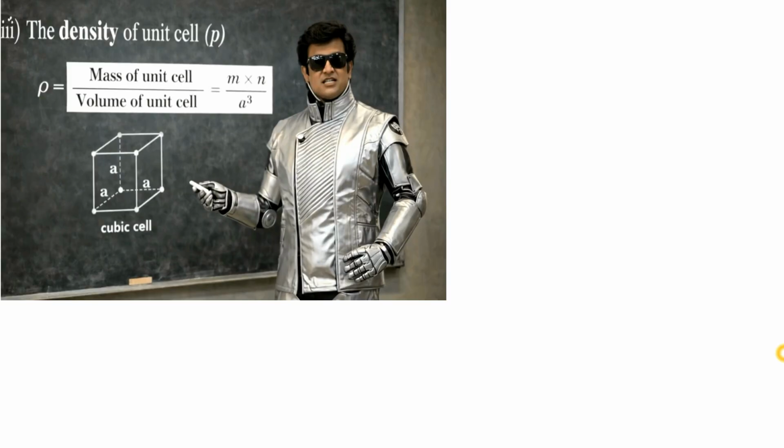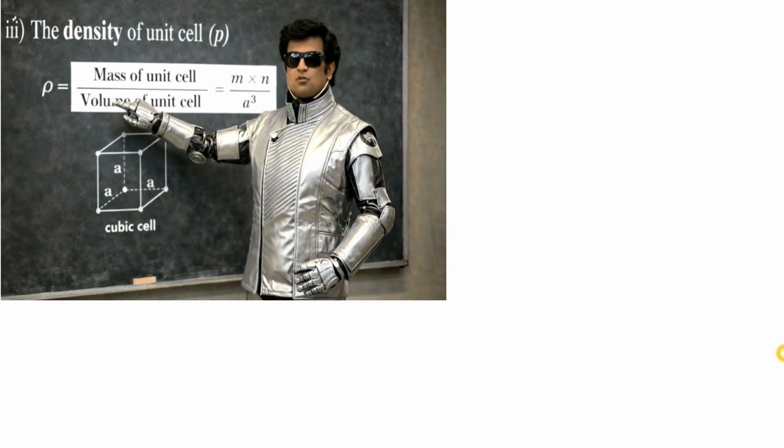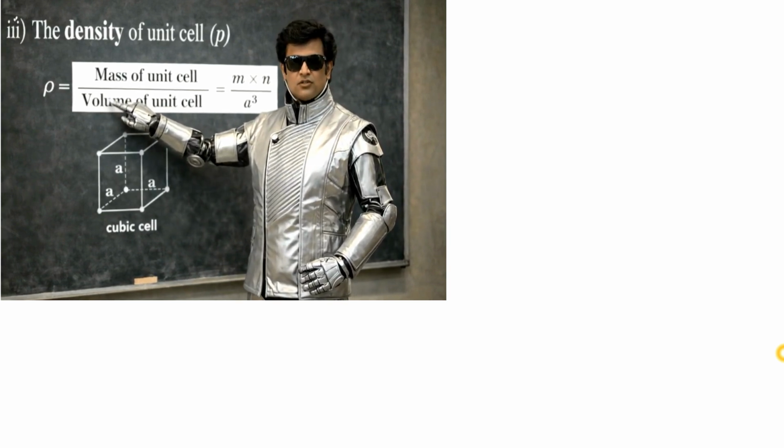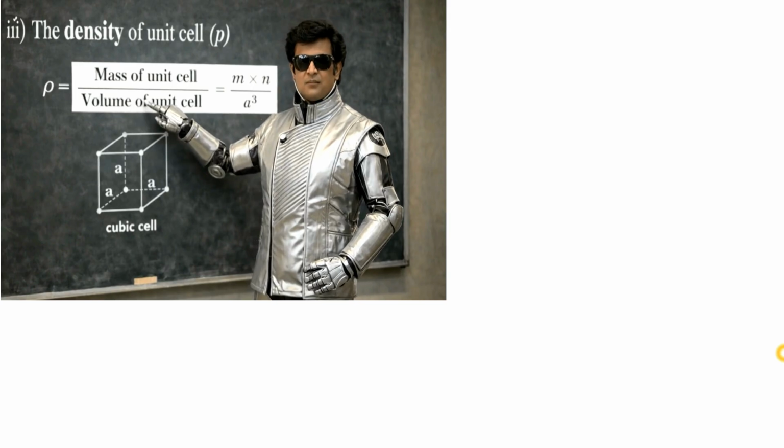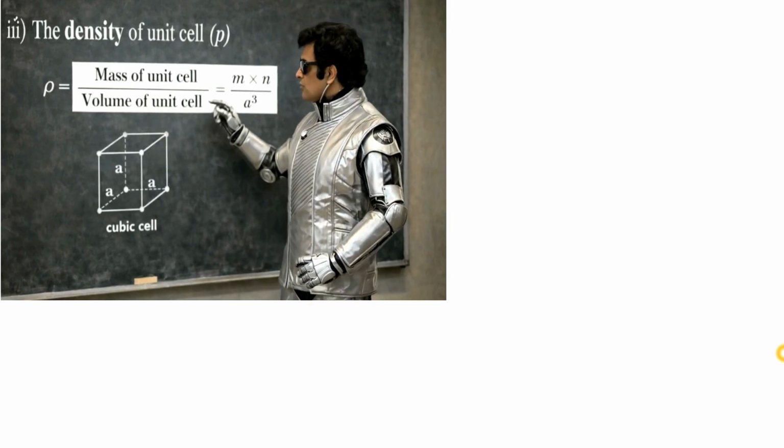Next, the density of the unit cell, rho. Rho is equal to the mass of the unit cell divided by the volume of the unit cell, which is equal to m multiplied by n divided by a cube. So the density of the unit cell is the mass of the unit cell upon the volume of the unit cell. In the previous equation 1, the mass of the unit cell was m into n, so here we write m into n. And the volume we know, since it is a cube, is a cube. This will be equation 2.